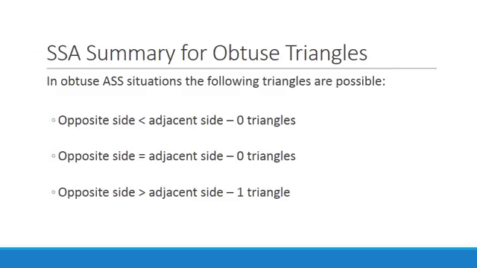And then here's your summary for the obtuse triangles. How does that look? The general picture for that one is like this. I won't draw that the full way because we don't know how long that side is, but here's my general setup. 0 triangles if the opposite side is less than the adjacent. 0 triangles if the opposite side is equal to the adjacent side. And then 1 triangle if the opposite side is larger than the adjacent.